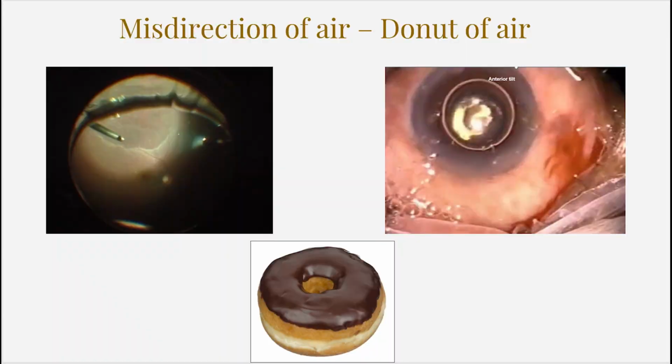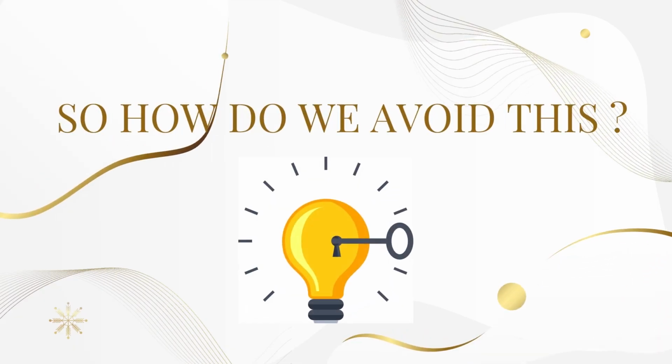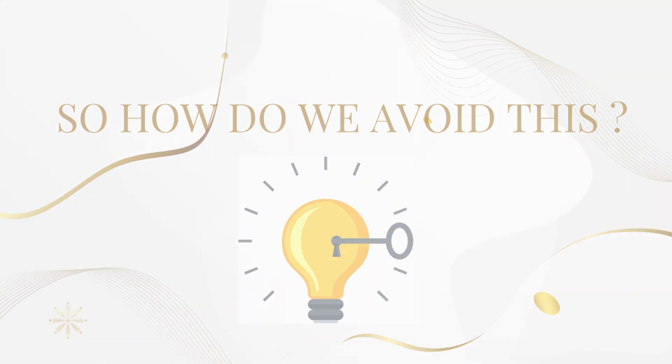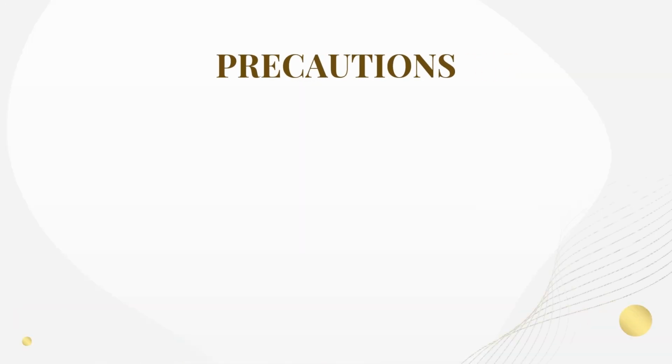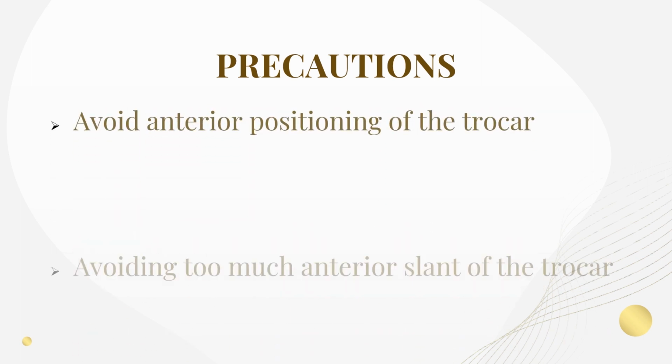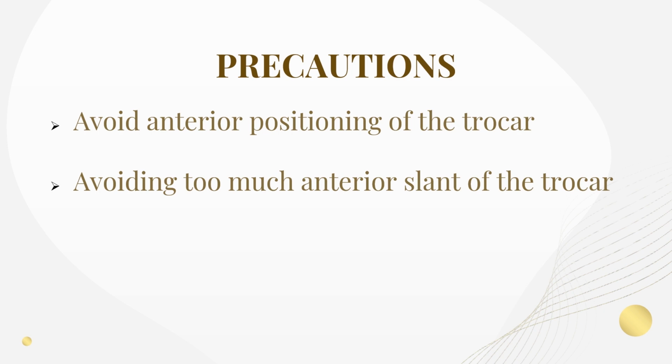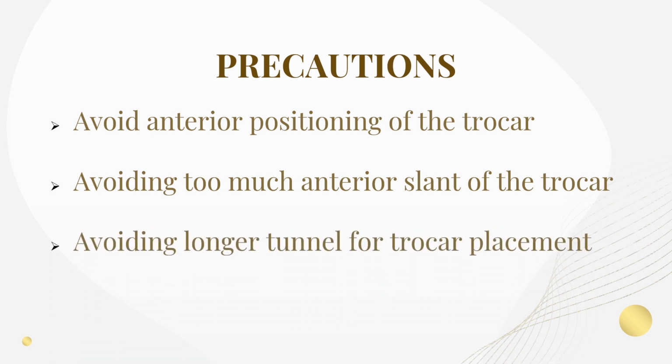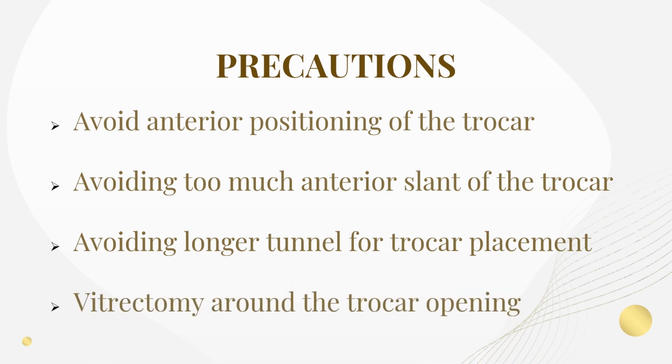This is a picture showing donut-shaped air sequestration behind the lens, which is noted due to entrapment of air in the Garnier space. So, how do we avoid this? Precautions to be taken include avoiding anterior positioning of the trocar, avoiding too much anterior slant of the trocar, avoiding longer tunnel for trocar placement, vitrectomy around the trocar opening.